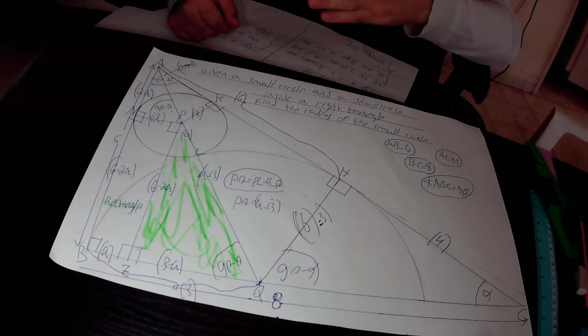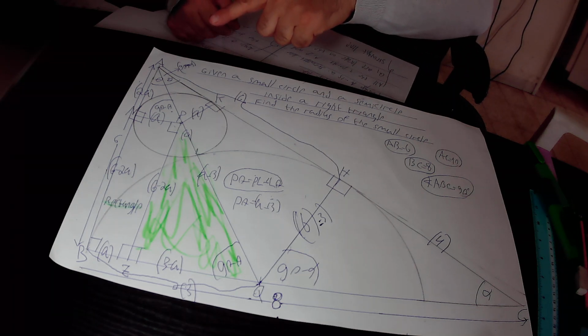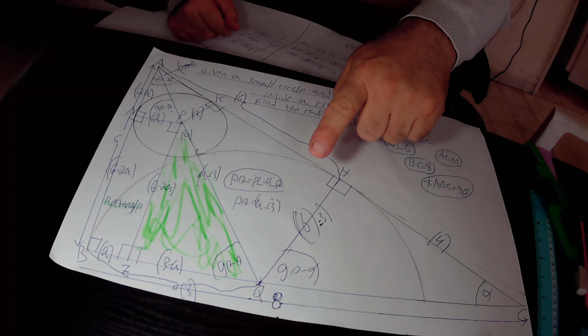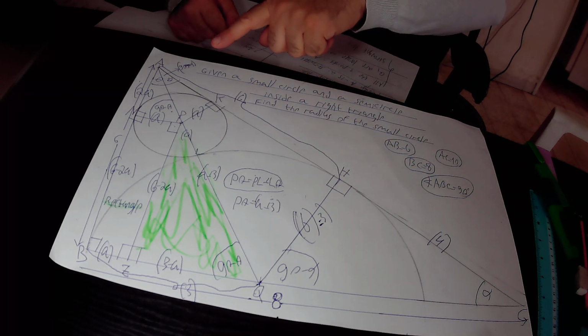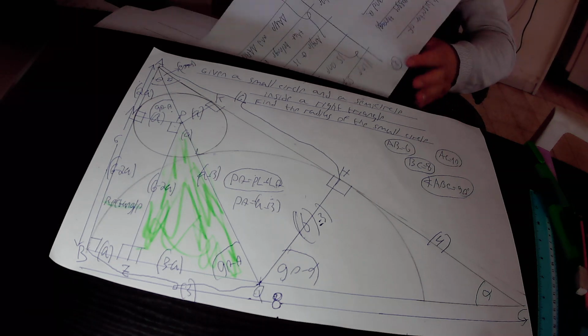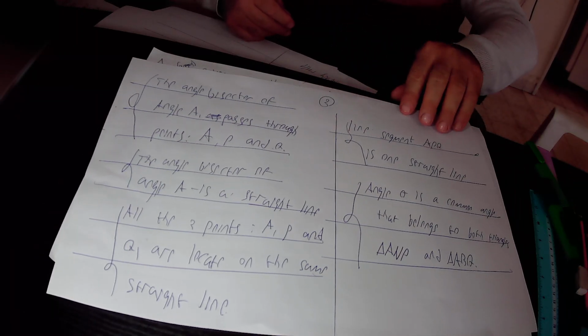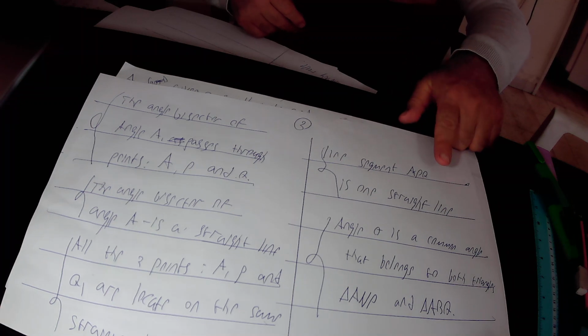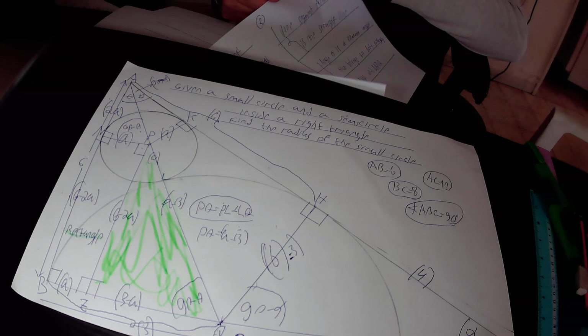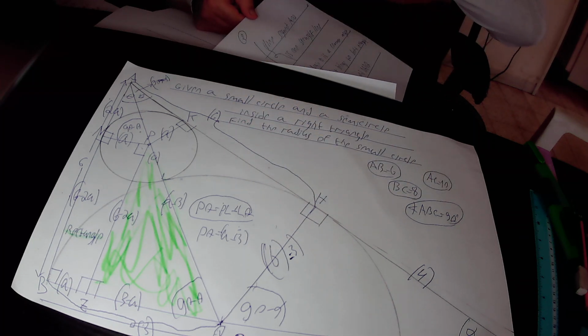Also, we can, in other words, say that instead of saying that points A, P, and Q are located on the same straight line, we can say that line segment APQ is one straight line.